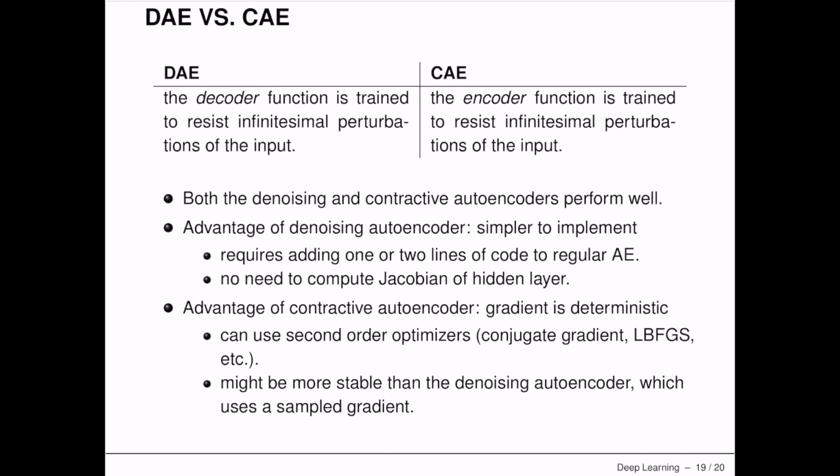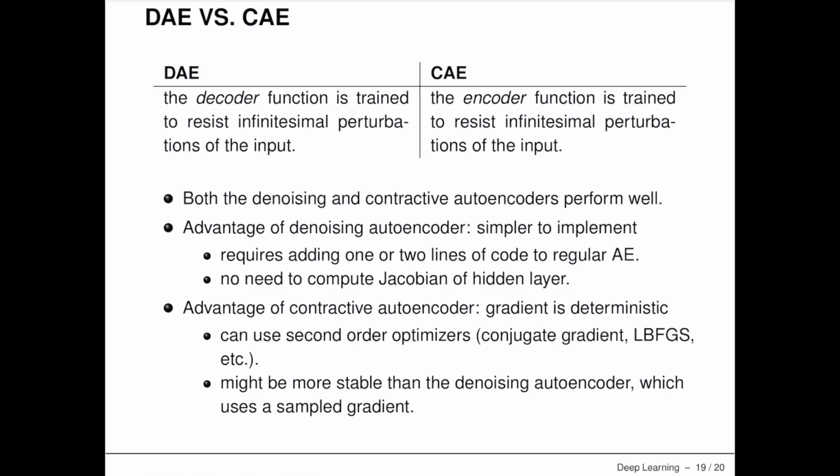One can wonder which of these two one should choose in practice, and both have their own advantages and disadvantages and perform well in practice. The first advantage of a denoising autoencoder is that it's very simple to implement. We have just to add this corruption process into the code of a standard autoencoder. And we don't need to calculate something like the Jacobian matrix, as in the case of a contractive autoencoder, which is more computationally intensive.